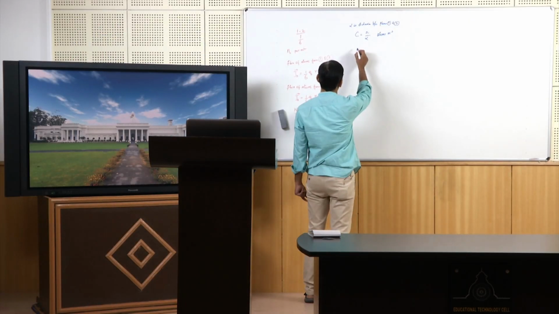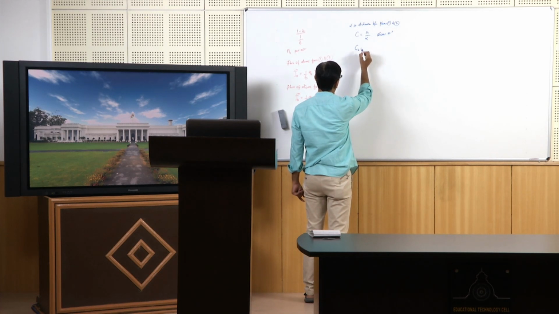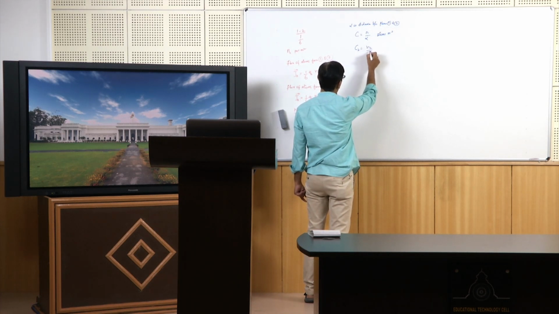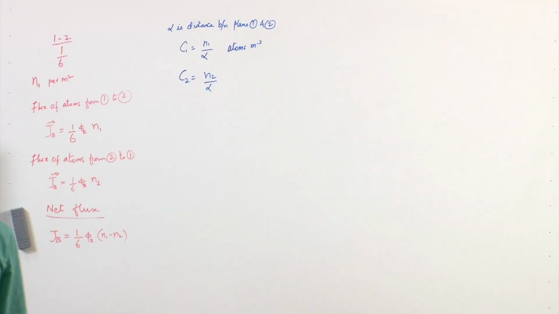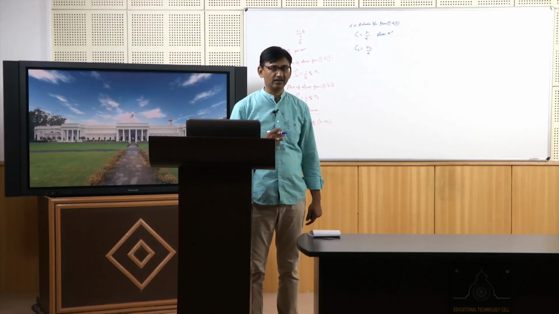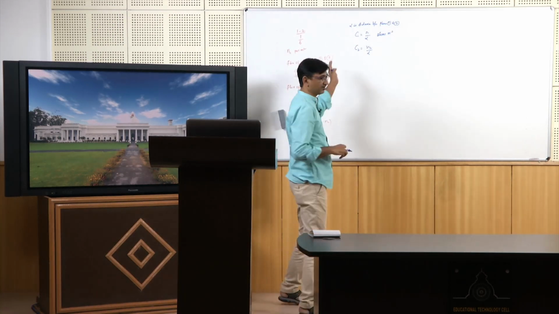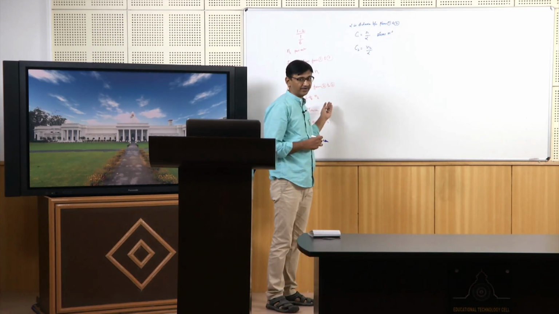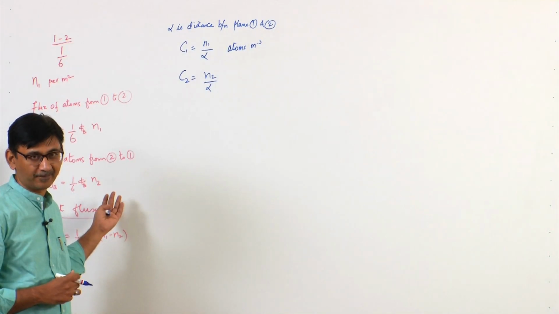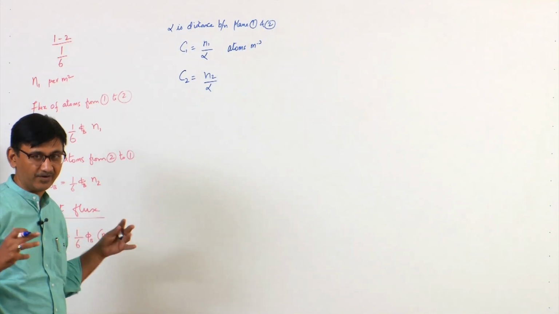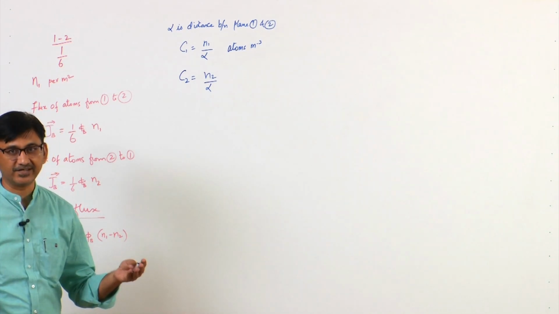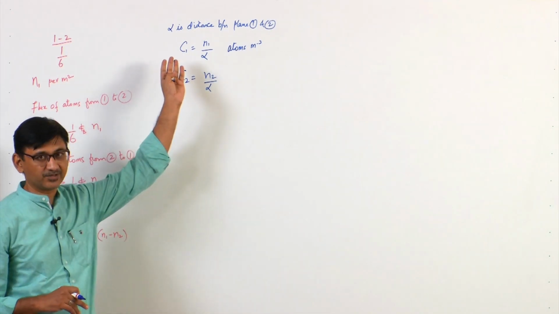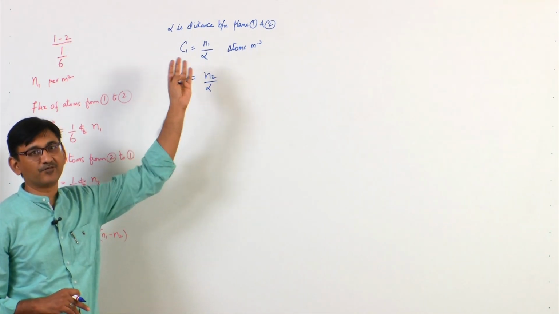Similarly, I can define the concentration in plane 2 as N2 by alpha. Now, why we are interested in concentration is because when we talk about materials or when we do any calculation, we talk about concentration. We do not talk about number of atoms, that we do not know. When we make an alloy, when we try to measure concentration, we get concentration in terms of how many atoms per unit volume are there.